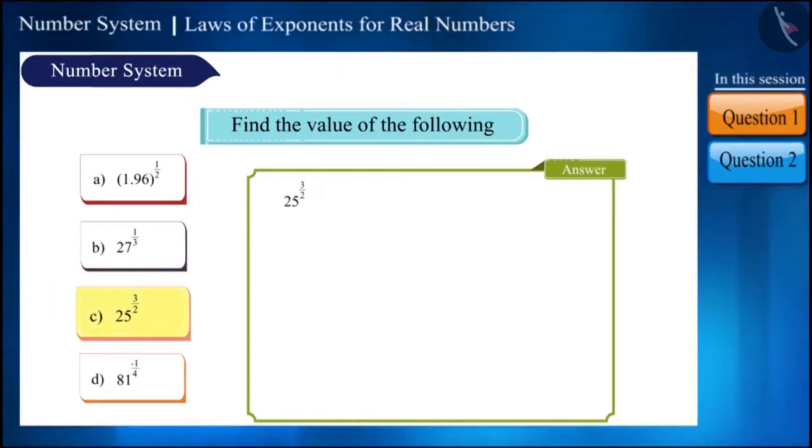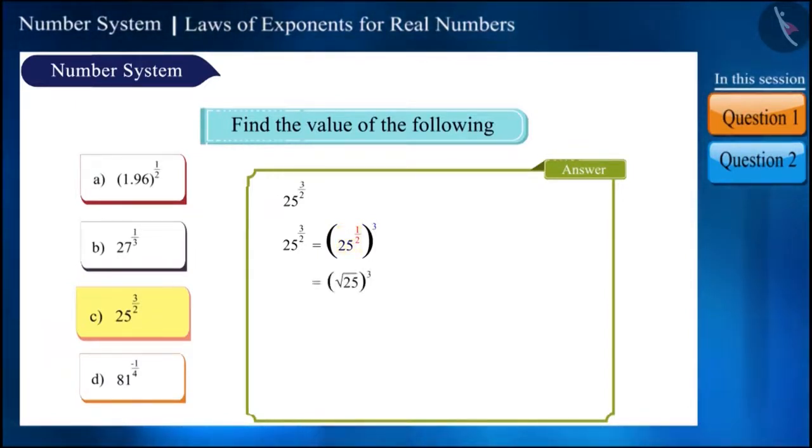Here the power of 25 is 3 by 2. We'll write it in brackets as 25 to the power 1 by 2 and then whole to the power 3 in this way. The power of 25 is 1 by 2, that is the square root of 25. Now we have got 5 power 3, that is cube of 5, which will be 125.